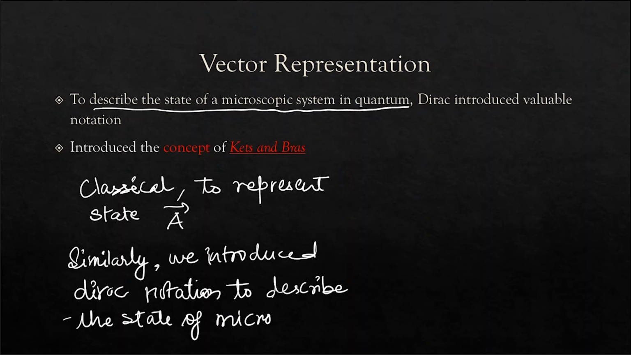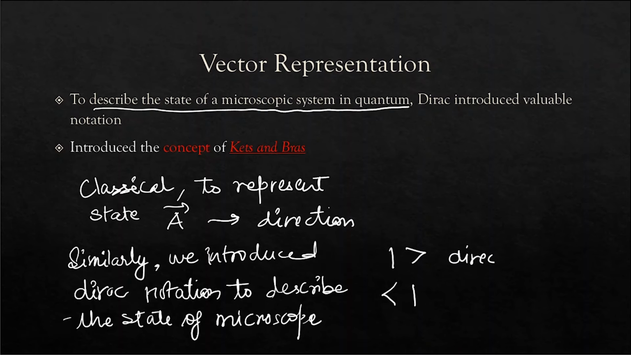एक स्टेट को डिस्क्राइब करने के लिए हम क्वांटम में डायरेक्ट नोटेशन यूज़ करते हैं. सो अगर हम वेक्टर्स देखें तो हमें वो डायरेक्शन भी देता है. सिमिलरली इन क्वांटम वी यूज़ केट्स एंड ब्रास विच गिव्स अस द डायरेक्शन. For ket it is directing like this, for bra it is directing like this. So just like vectors, it also has length. We will see later how to calculate the length of these kets and bras just like vectors.